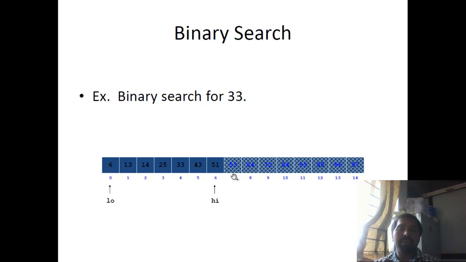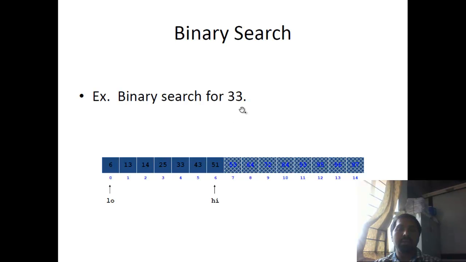The mid position element is 53 here, so 53 also no need to consider. Now we can fix the highest index. We consider only the left half, that is 0 to 6, up to the element 51. So we fix 51 as the highest index. Again we identify the mid position: 0 plus 6 by 2 gives 3. The third position element is 25.